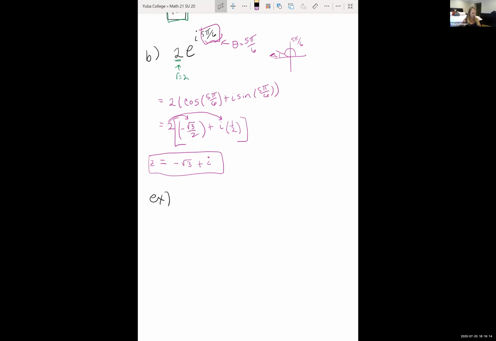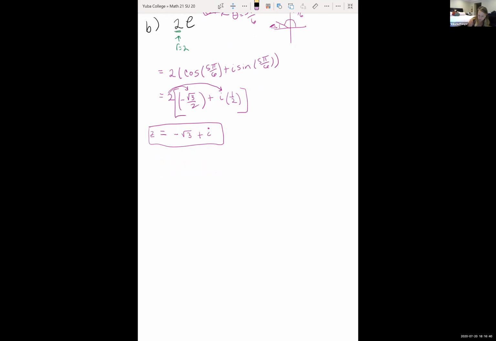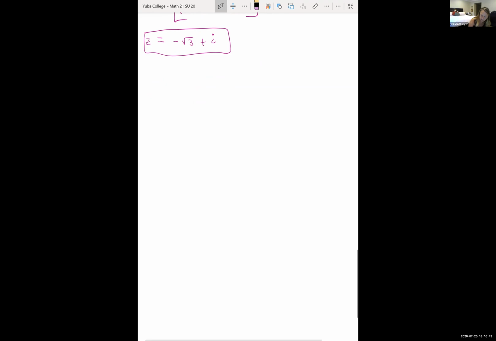Okay, so there are some rules with multiplication and division. We can use rules of these polar coordinates, polar equations to help us. Let's see where we're at. So we have some theorems, and it's for a product and quotient of complex numbers.